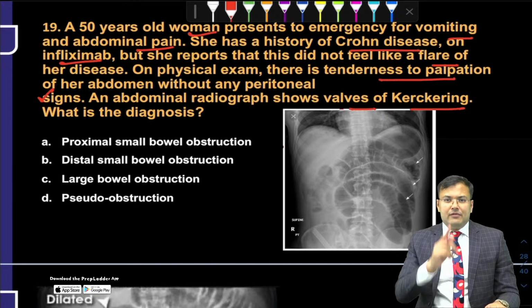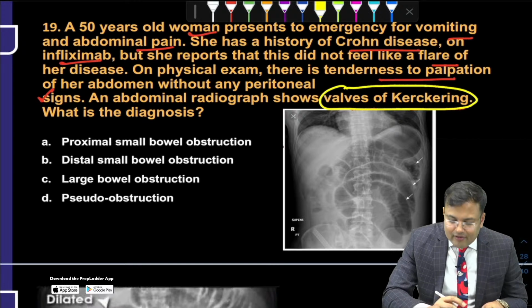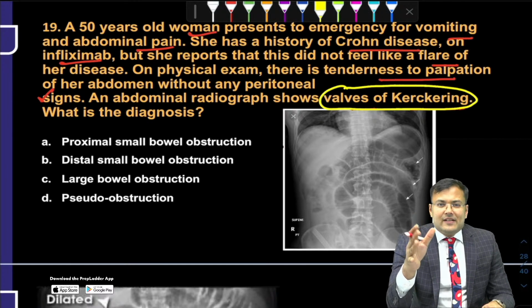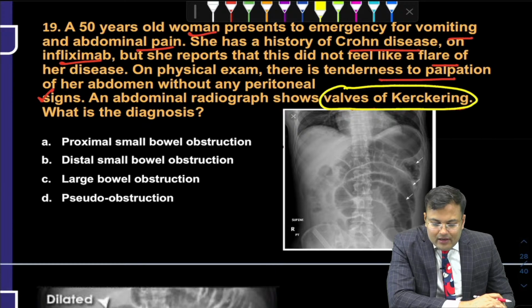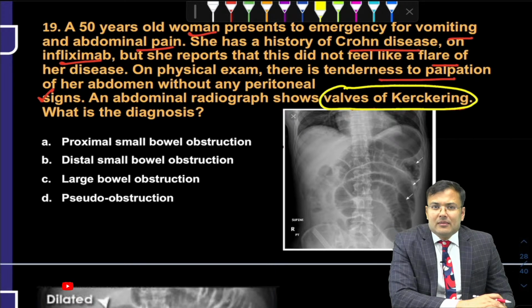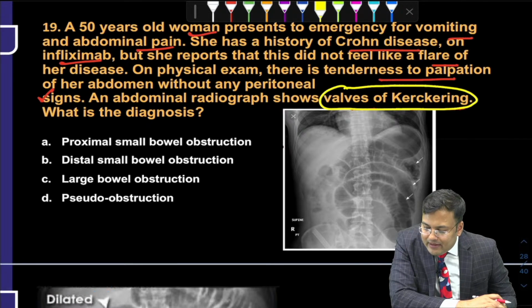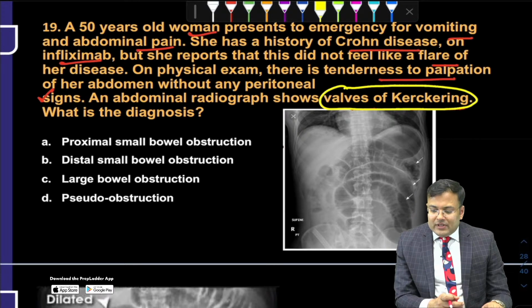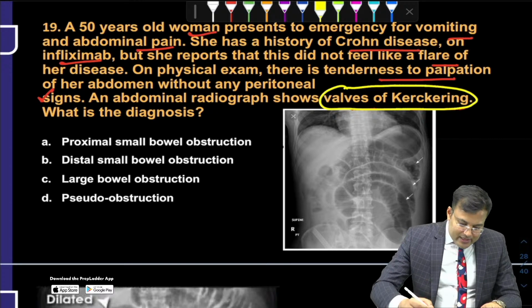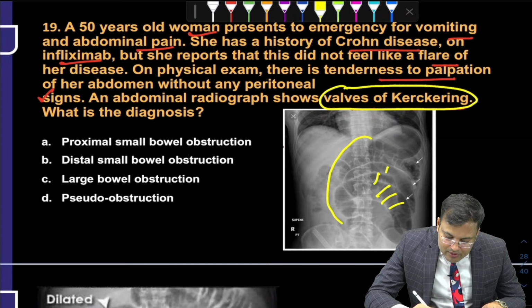What is the diagnosis? First you tell me, these valves of Kerckring are seen in which part of bowel? These are characteristic features of which part of bowel? Yes, valvulae conniventes, valves of Kerckring. Jejunum, very good. Everybody wants to say that it is jejunum. And here you can see there is circumferential ring-like pattern. So the jejunum is visible.